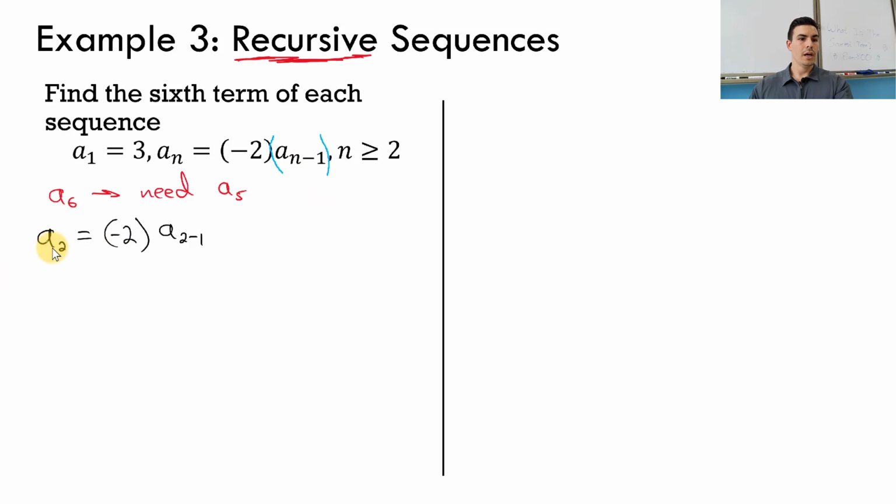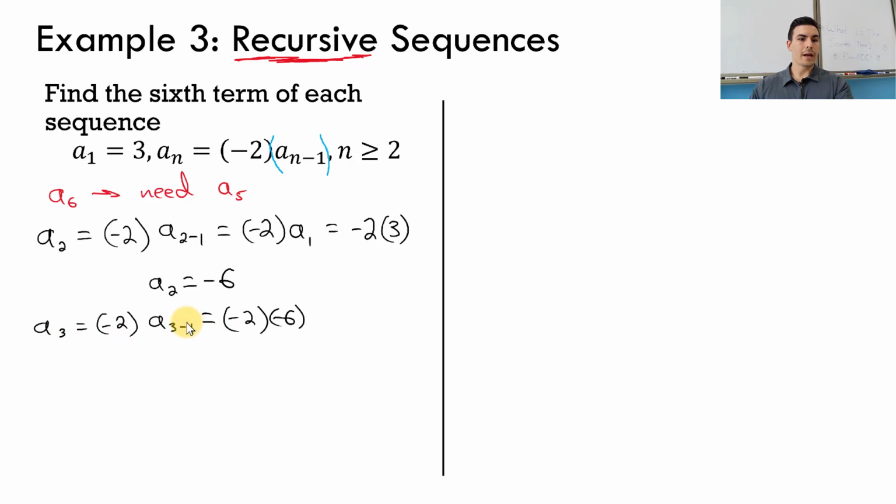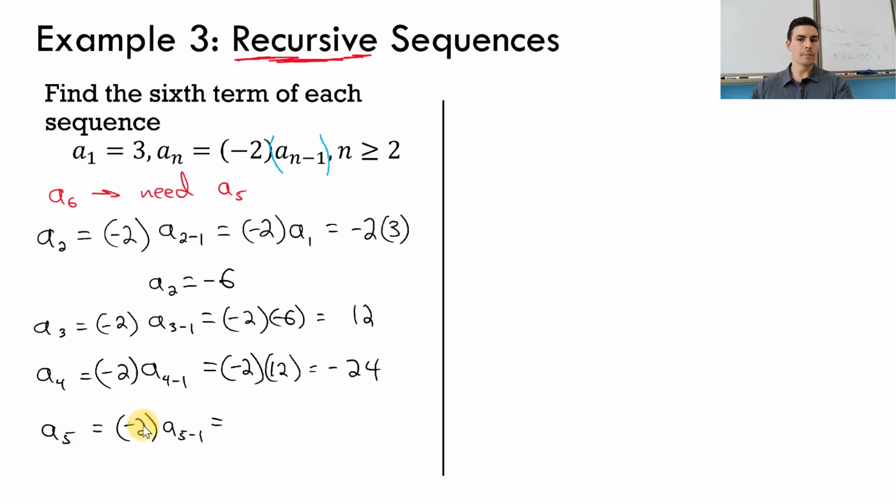So a sub 2 would be -2 times a sub 2 minus 1. So that's going to be -2 a sub 1. A sub 1 was 3, so -2 times 3 is going to be -6. We just keep doing that process. So for a sub 3, I would have -2 times our previous term of -6, so that's going to be 12. And then -2 times 12, that's going to be 24.